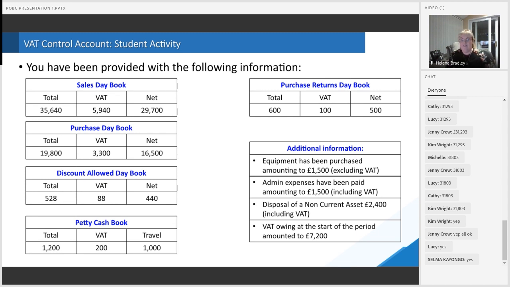So the VAT from the sales day book is the VAT that you've collected from your customers on their sales. That £5,940 will sit on the credit side of the VAT control account because it's payable to HMRC. The VAT that I've paid on my purchases, £3,300, is reclaimable. I'm going to put that on the debit side of my VAT control to reduce what I owe HMRC, to reduce my liability.